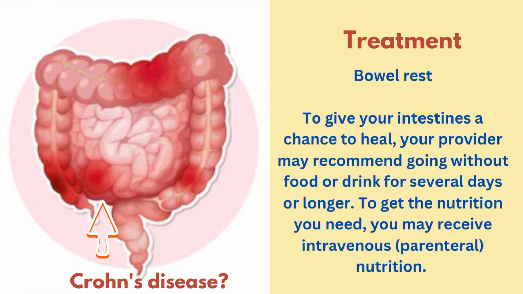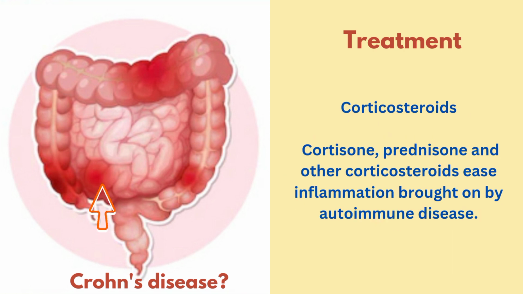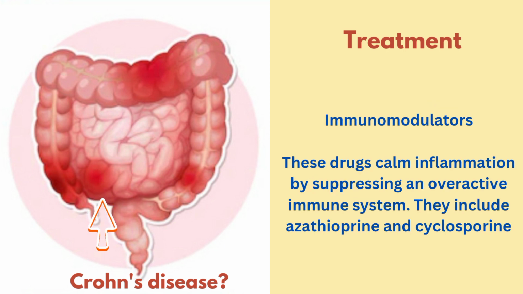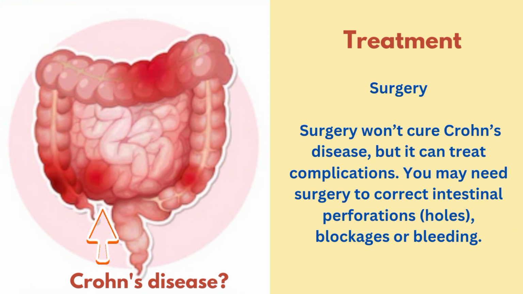Next one is the bowel rest. To give your intestine a chance to heal, your provider may recommend going without food or drink for several days or longer. To get the nutrition you need, you may receive intravenous nutrition. Next treatment option is corticosteroids. Cortisone, prednisone, and other corticosteroids ease inflammation brought on by autoimmune disease. Next option is immunomodulators. These drugs calm inflammation by suppressing an overacting immune system. They include azathioprine and cyclosporin.